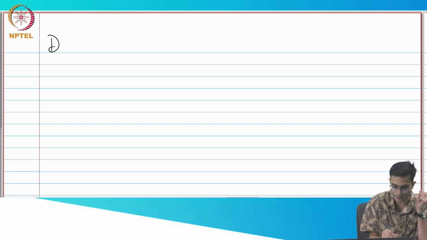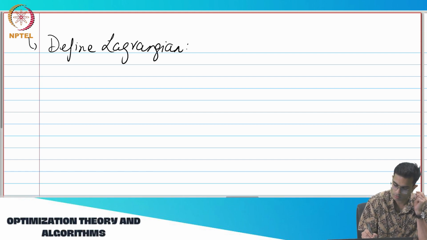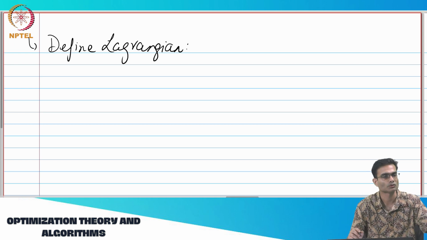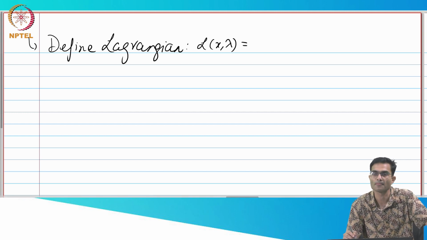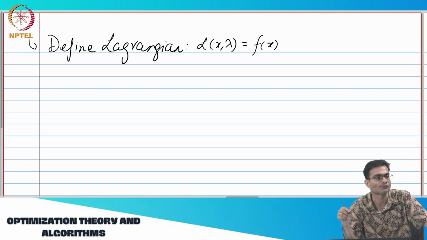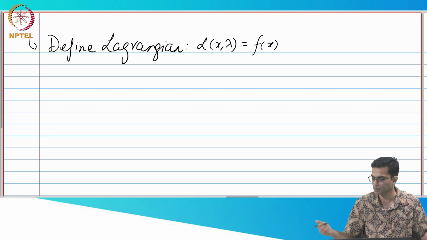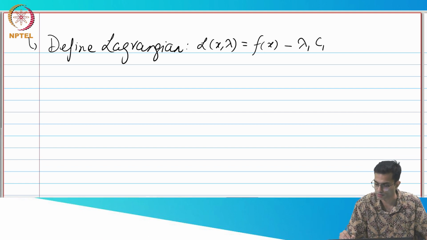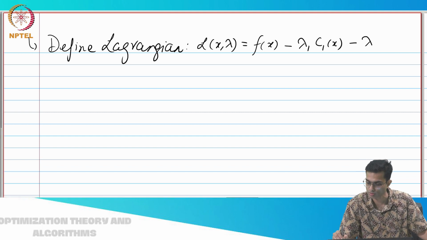Now I want to define the Lagrangian of this problem. So how do I do it? L of x comma lambda. First term should be f of x. Second term, we are just extending what we have learned to this. So the first term should be lambda 1 c1(x), then minus lambda 2 c2(x).